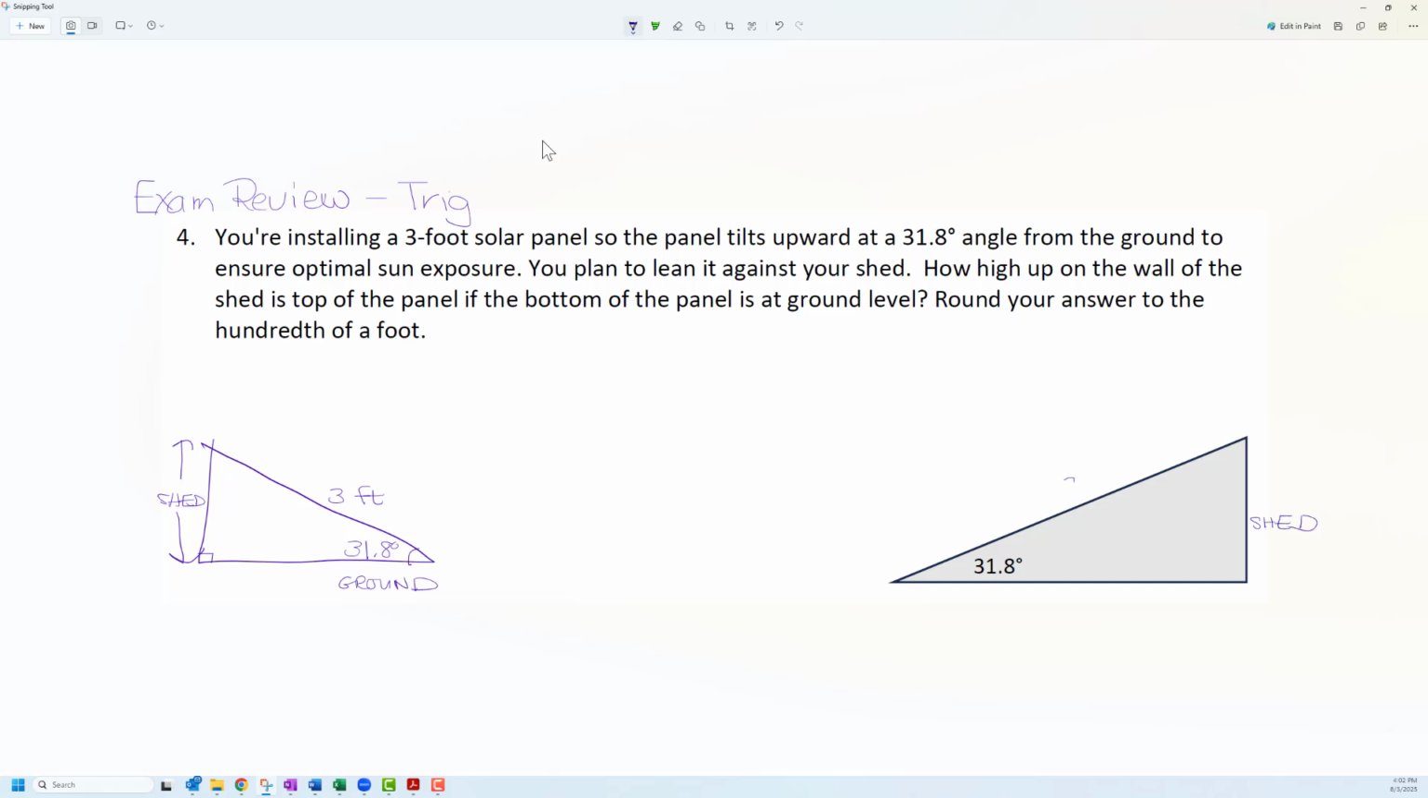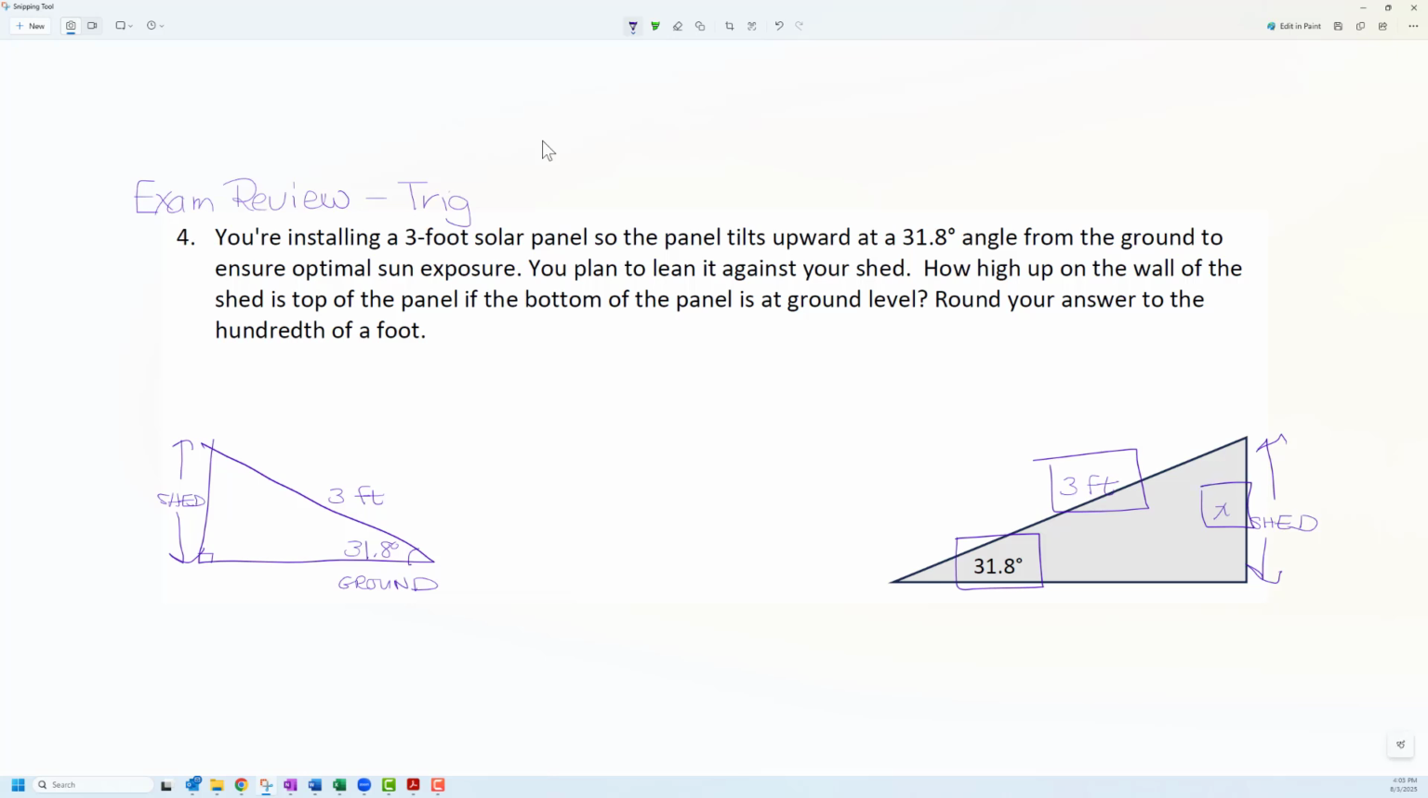Now it's asking how high up the wall of the shed is the top of the panel. So either way, we want to find the vertical length. We do not know the horizontal length, but we do know the diagonal. We do also know a degree. So we can't use the Pythagorean theorem because the Pythagorean theorem would require us to know two sides of the triangle, but we do know one side and we do know an angle. And we're trying to find another side. So we're going to use a trig function.